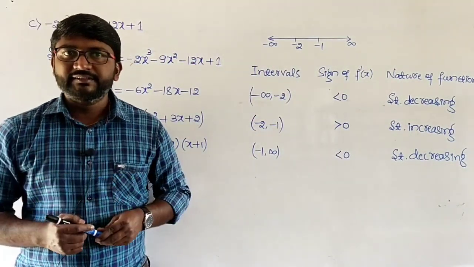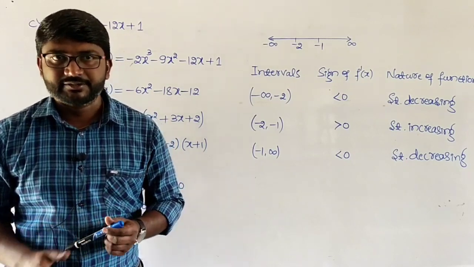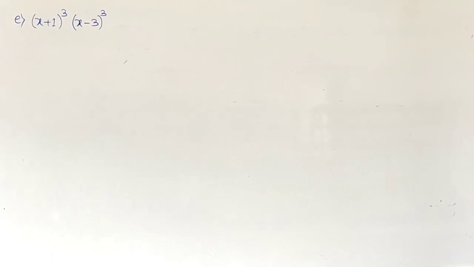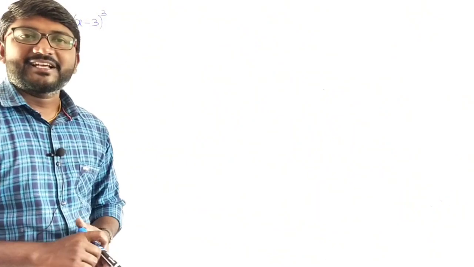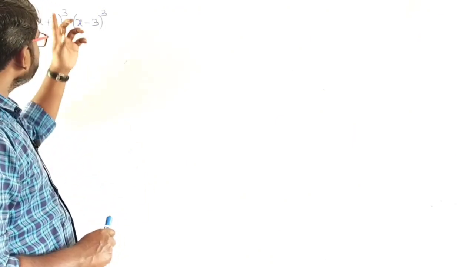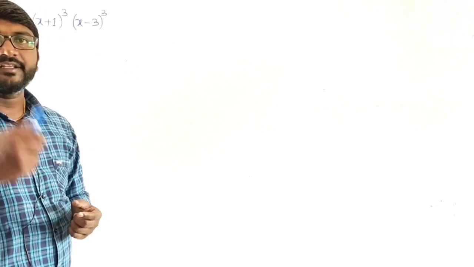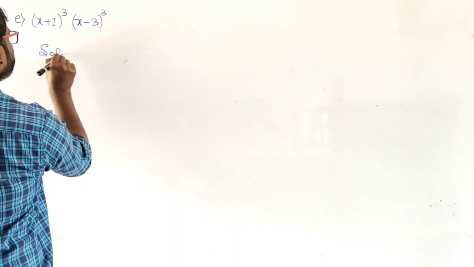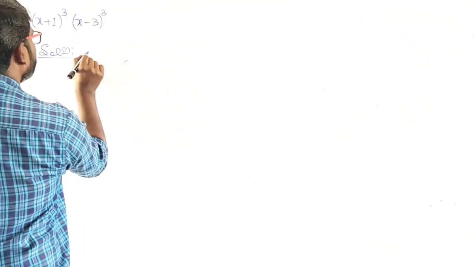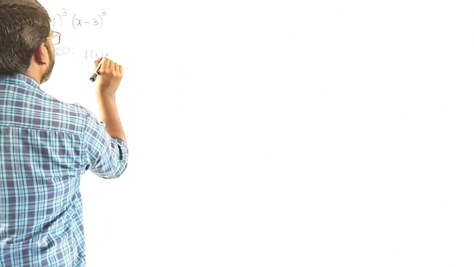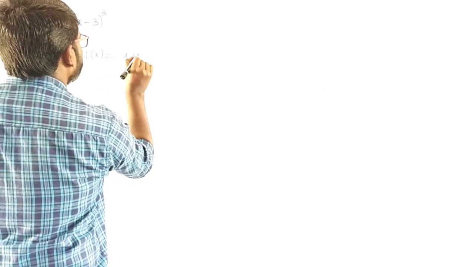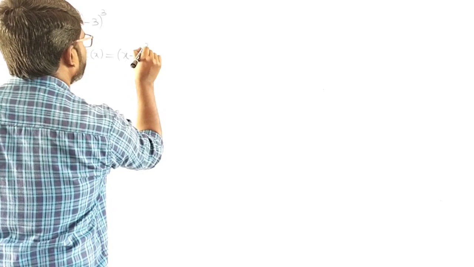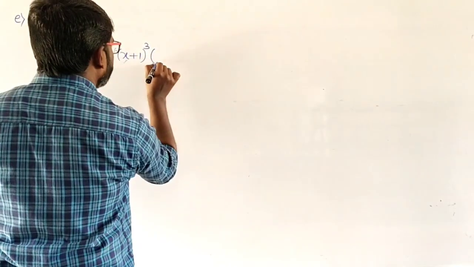Take the fourth case as an assignment. So I'll be solving the last one. Well, the last case is x plus 1 the whole cube into x minus 3 the whole cube. So we'll take this as f of x. f of x is equal to x plus 1 the whole cube into x minus 3 the whole cube.